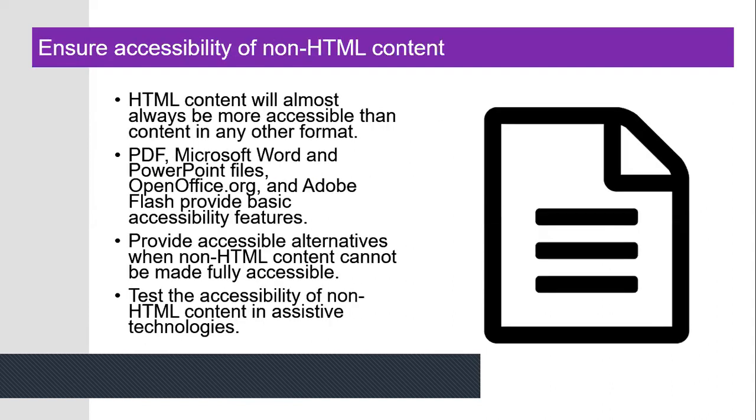Just quickly finishing some of the miscellaneous tips. Another basic web accessibility principle is to use HTML content whenever possible. But if you are including other types of content like Microsoft Office files and PDFs on your website, ensure that that content is accessible as well.